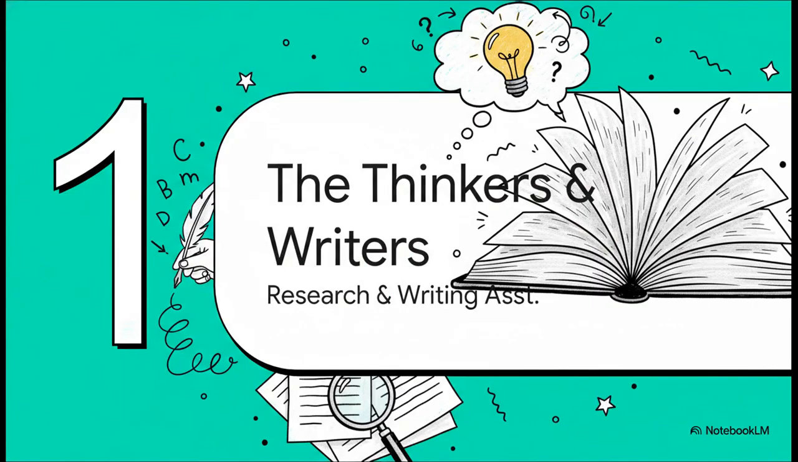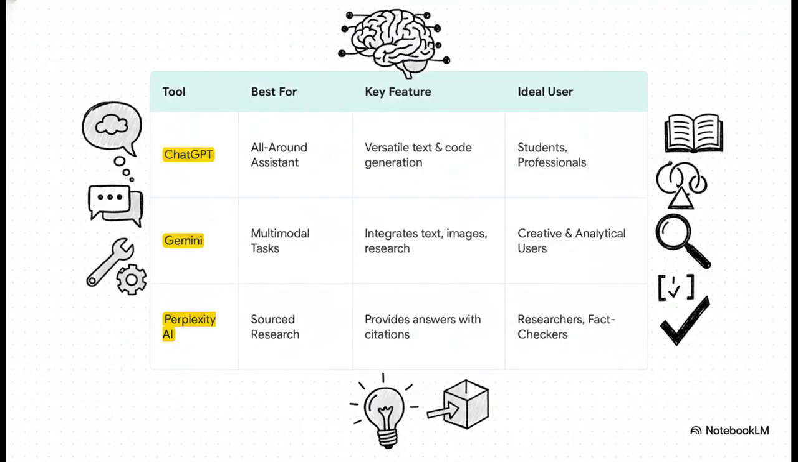Okay, first up, we're jumping into the tools that pretty much act as your external brain. These are the thinkers and the writers, the AIs that are going to help you research, brainstorm, and just create some incredible text-based content. Now, this table breaks down what I like to call the big three free AI assistants, and really it's all about picking the right tool for the right job. If you just need a versatile, all-around helper for pretty much anything, from drafting an email to planning a marketing campaign, ChatGPT is your go-to.